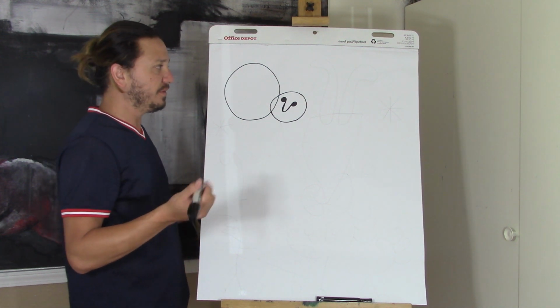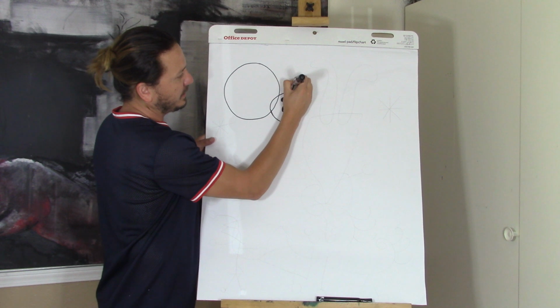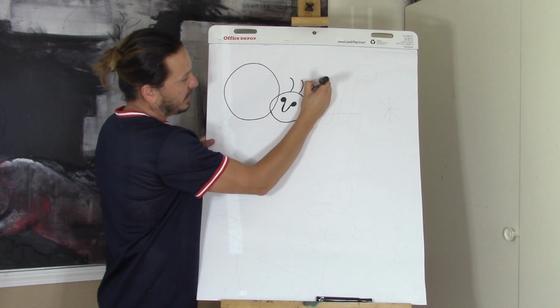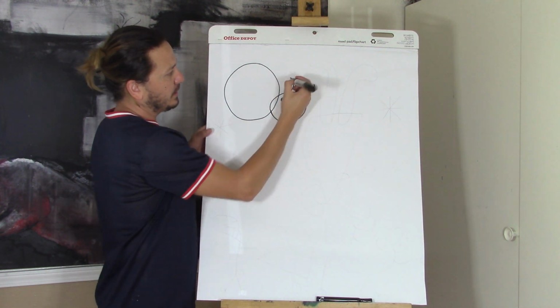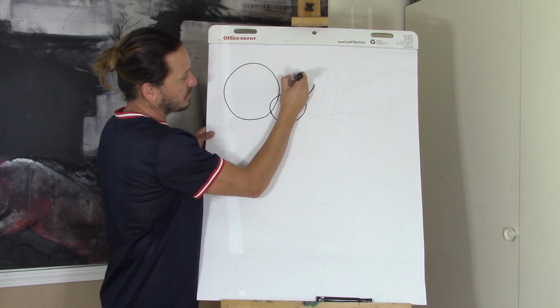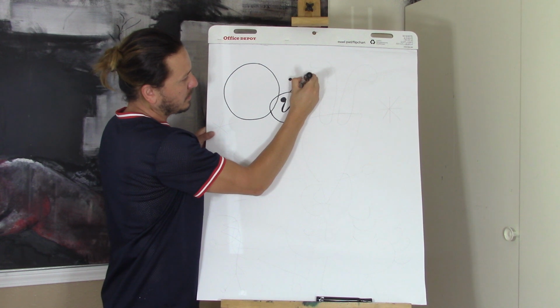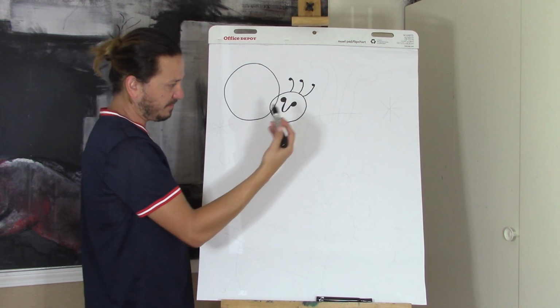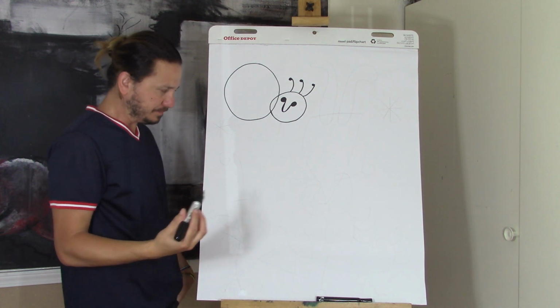So now we're going to do the hair, and you're going to add 3 lines. And then at the end, once again, you're going to put a small circle. And that's the hair. We have the face. Now we have the body.